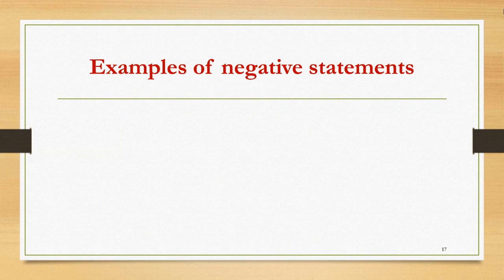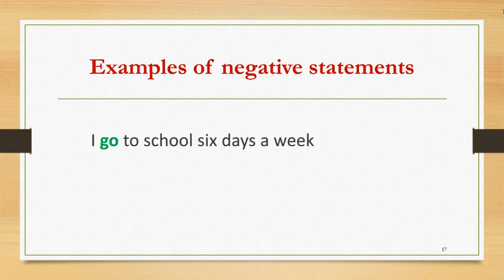Let's have some examples of negative statements. I go to school 6 days a week. 6 days a week, that's a repeated, regular action, 6 times a week. I go, so I have to use the present simple or the simple present with I. The verb go doesn't take any ending. I go to school 6 days a week.